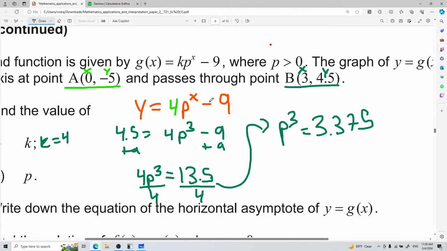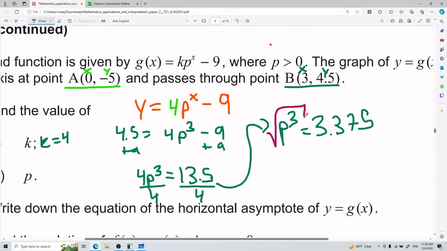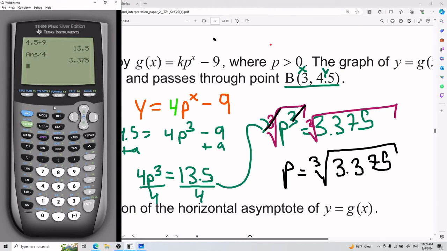And so from here, in order to get rid of this cube, I can do this root with a 3 hidden in there, because this goes away with this. And so p equals the root with a little 3 in front of this. How do you put the little 3 in front in your calculator? Well, it's in the math button. So you go ahead and press math. There's a lot of options over here. And it's going to be number 4. So number 4 gives you what we're looking for.